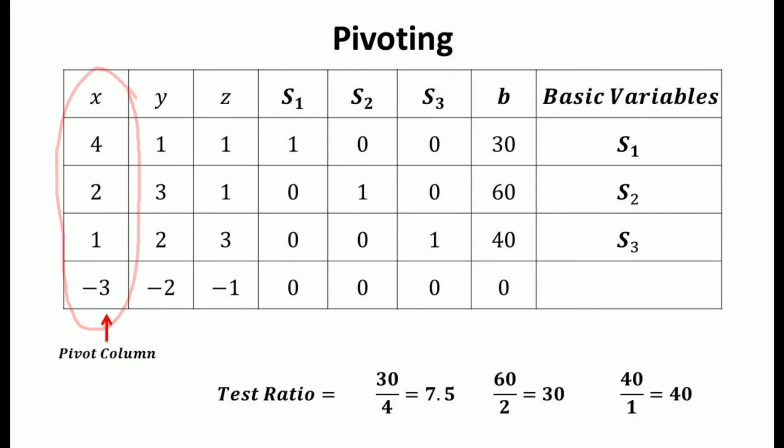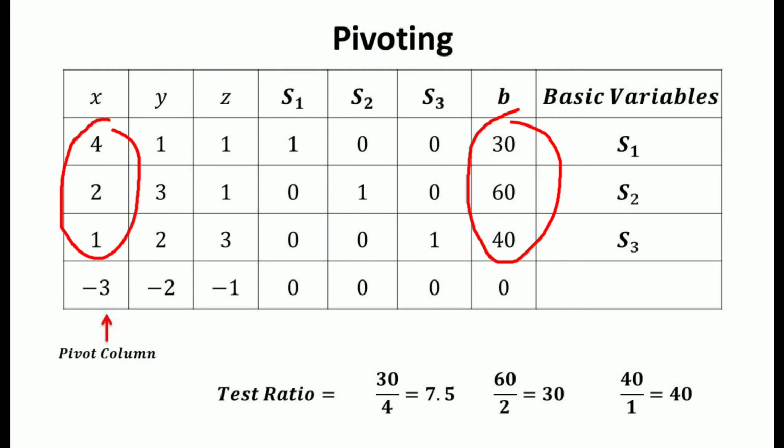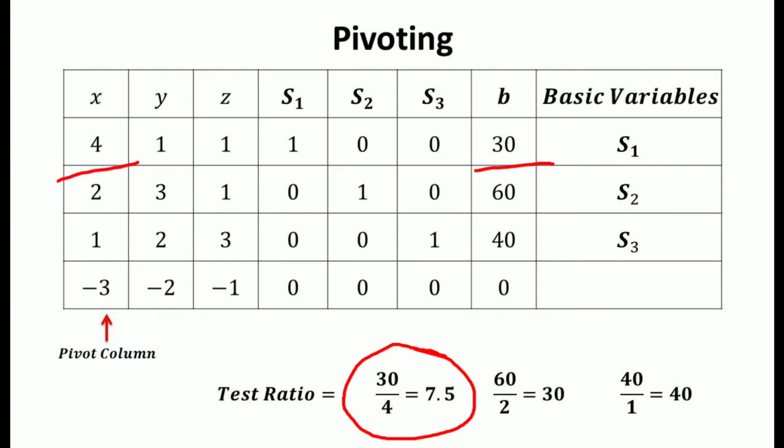After finding the pivot column, the next step is to find the pivot row. In order to find the pivot row, we divide the beta value of the linear constraints by the corresponding value from the pivot column. See here, the beta value, that is the B value, in the first row is 30 and the corresponding value in the pivot column is 4. So 30 divided by 4, which is equal to 7. Similarly, from the second row, the beta value is 60 and the corresponding pivot column element is 2.